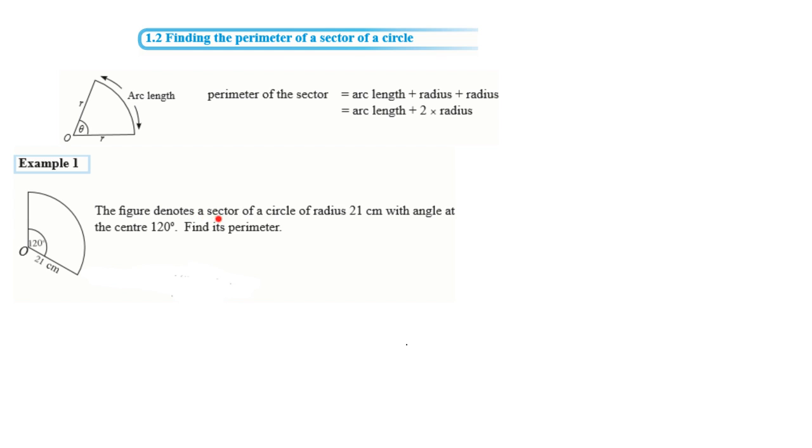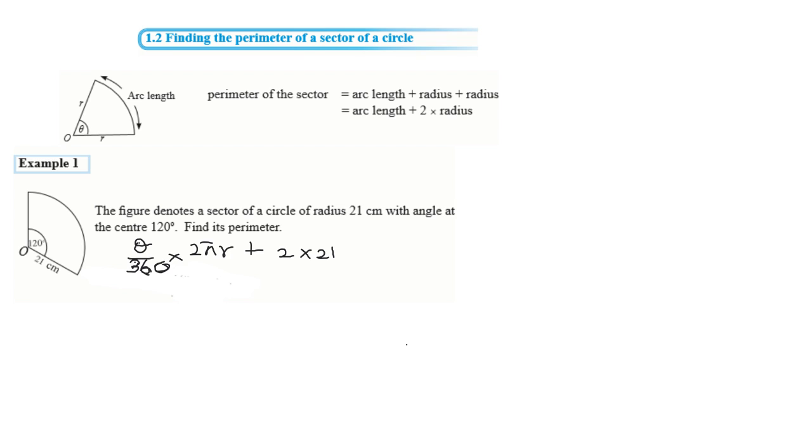The figure denotes a sector of a circle of radius 21 cm with an angle at the center of 120 degrees. Find its perimeter. To find the perimeter of this sector, we have to find this arc length. So how do we find the arc length? We have the formula theta over 360 into 2 pi r. This is the arc length plus 2 times 21, which is the radius here.